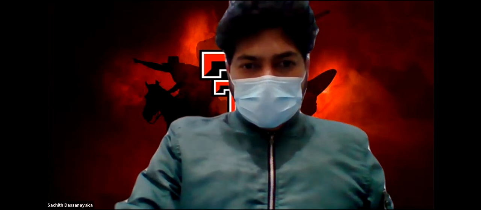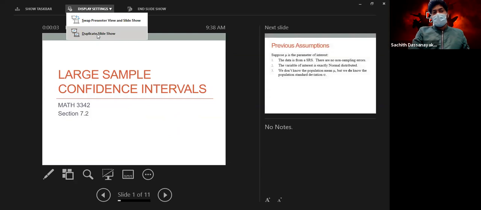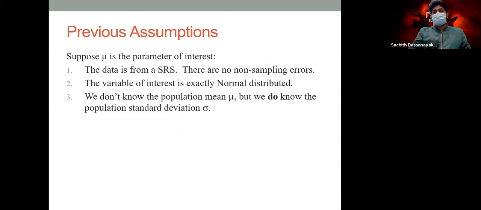Let's go to the next one, 7.2. In this case, we are talking about what happens if we have a large sample, which means n is much bigger, like 100, 200, 1,000. Just now we stopped there, right? Large sample confidence interval. What happens? Does it change or remain the same?